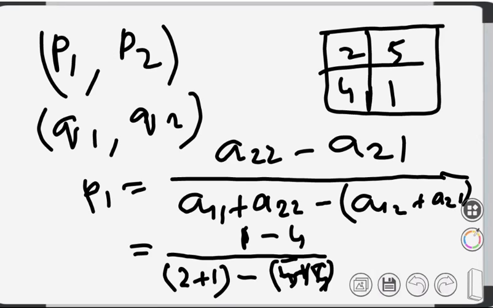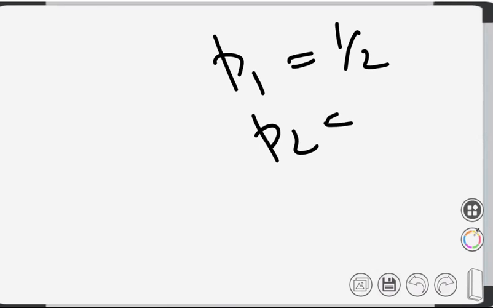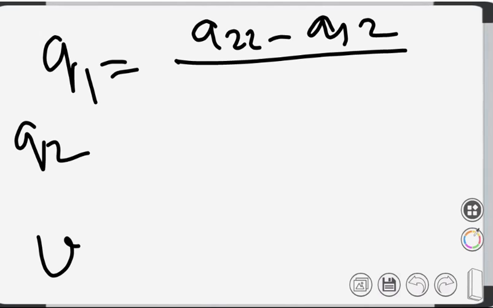P1 is half. So if P1 is half, P2 is also half because P2 is 1 minus P1. And similarly calculate Q1. Q1 is A22 minus A12 by the same denominator. Calculate Q1, Q2 and V. Please quickly calculate.